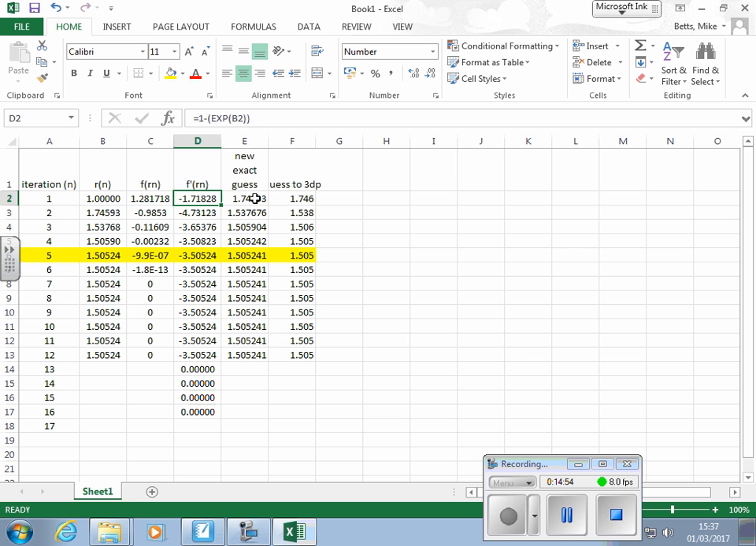Then I've used x1 minus that value over that value to get a new exact guess, and then in that box round it up to 3 decimal places. And then after you've entered your first guess in that box, the next guess comes from here. So that cell is equal to what's in E2 up here, and then all these formulas are copied down. Then all I'm looking for is the same value twice in that column there, rounded to 3 decimal places, and I've found my root to that number of decimal places.